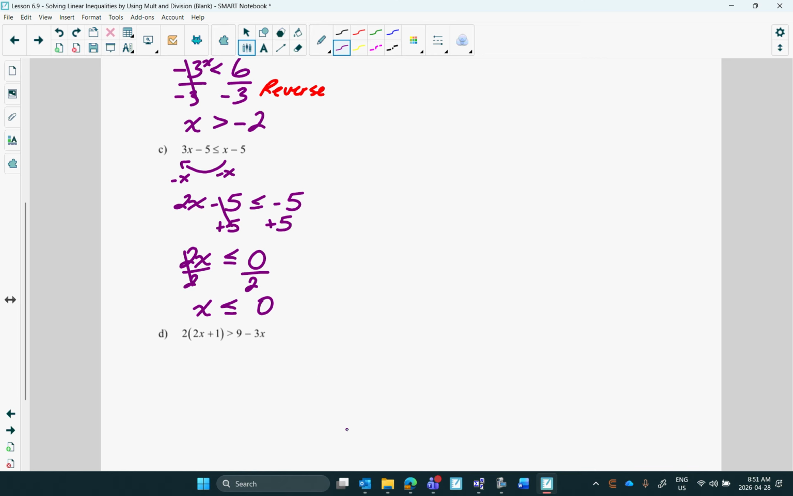Good. How would that look on a number line? Do I need 2 notches this time? No, or just 1. Yeah, just because it's 0, right? So I could put it in the middle of the column. 0, a filled in circle, and to the left. To the left. Good. Excellent.